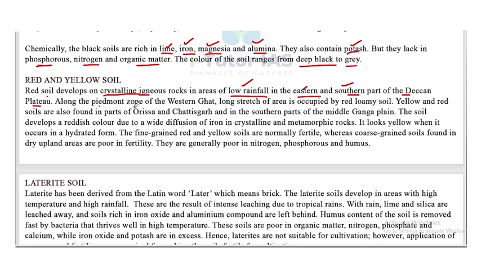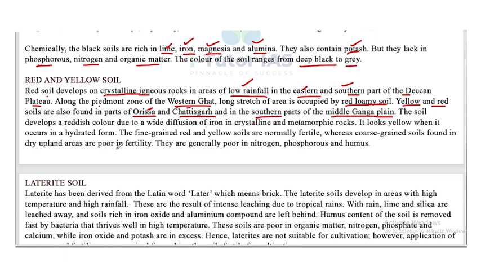Along the piedmont zone of the Western Ghats, long stretches of area are occupied by red loamy soil. Yellow and red soils are also found in parts of Orissa and Chhattisgarh and the southern parts of the Middle Ganga Plain. Okay, so the yellow and red soils are mainly found in parts of Orissa, Chhattisgarh, and the southern parts of the Middle Ganga Plain.